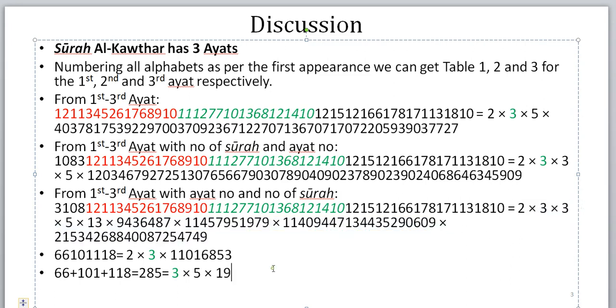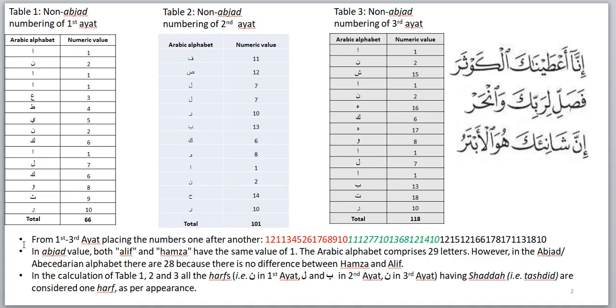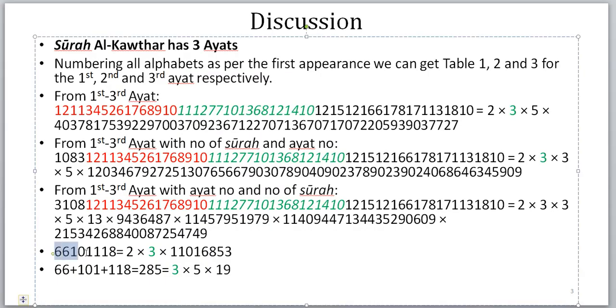In the previous slide, we got the three values 66, 101, and 118. From these three values we can have this number, and this number is also the product of these three numbers. And if we add these numbers, we get 285, which is the product of these numbers. So quite a few numbers, big numbers and small numbers, we have in this slide number 3.